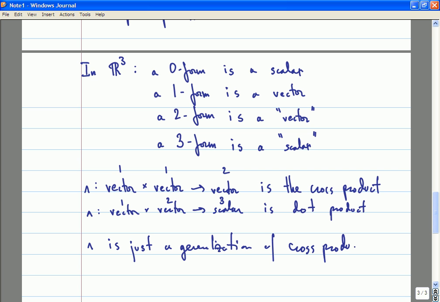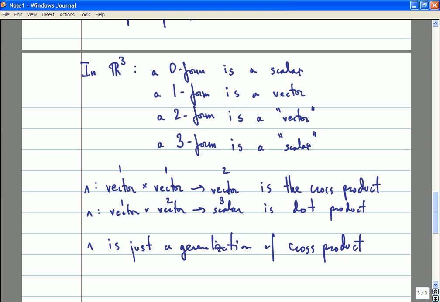Indeed, if you happen to have learned multivariable calculus out of a very old-fashioned textbook, they wouldn't have used the symbol x for the cross product. They would have, in fact, used a wedge symbol for the cross product. Maybe you have encountered that at some point in some old-fashioned books on electromagnetism or multivariable calculus.